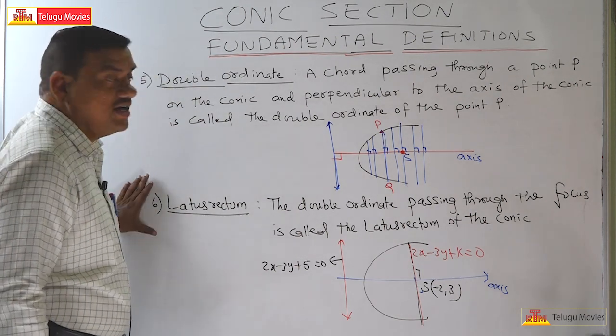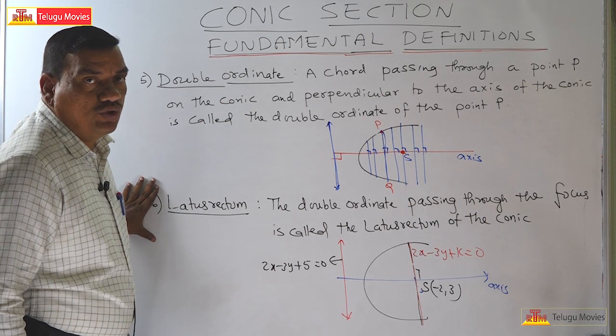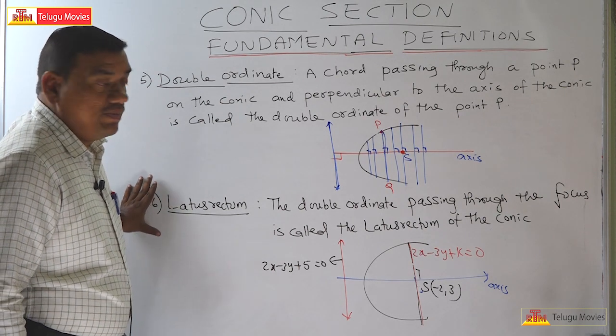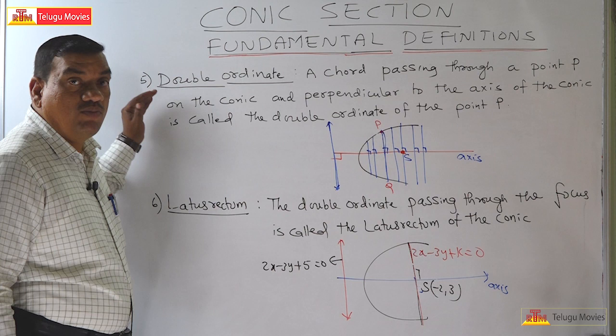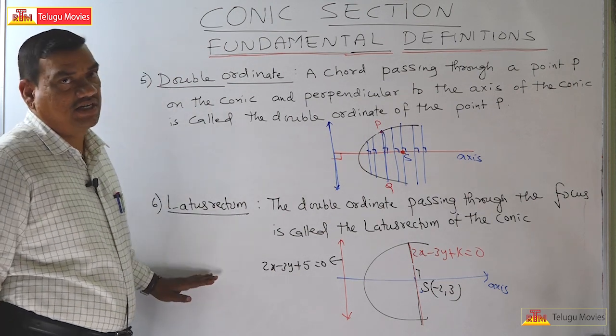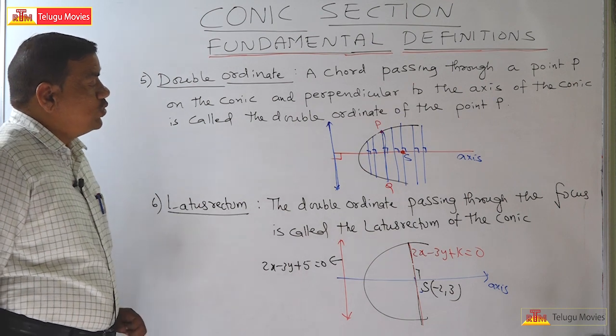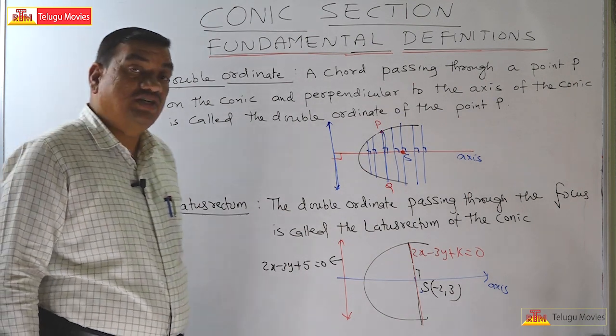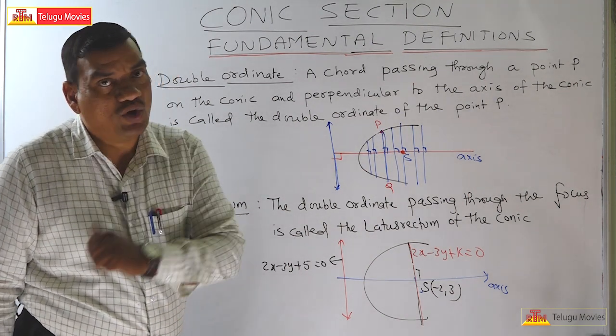This is a double ordinate, and this is the latus rectum. Both are almost the same. Why? Because all latus rectums are double ordinates, but all double ordinates need not be latus rectums. I hope you understand these two definitions. Let us see some more definitions.